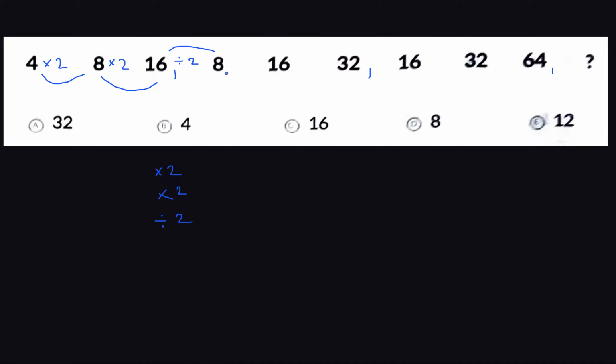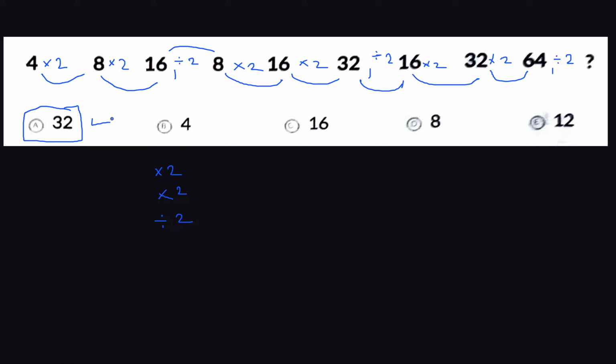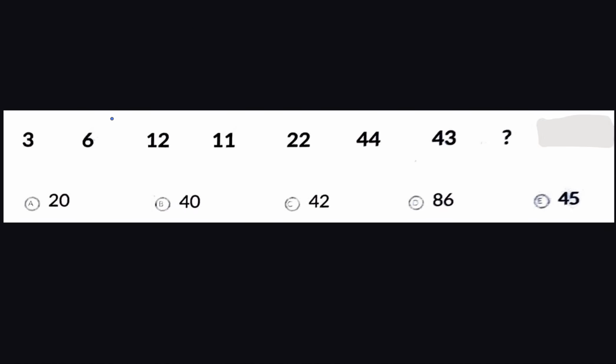Here also 8 to 16 is double, 16 to 32 is double, and then I have to halve. So that's the pattern. If I continue with that pattern, double works for me, double again works for me. So ideally, if you're on the right path, I should be halving 64. So 64 divided by 2 gives me my right answer. That's 32. Hope that's straightforward for you. Pause for a moment whenever you like and see whether you can solve it for yourself.